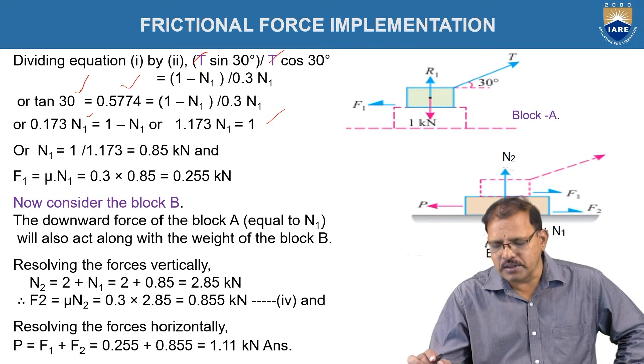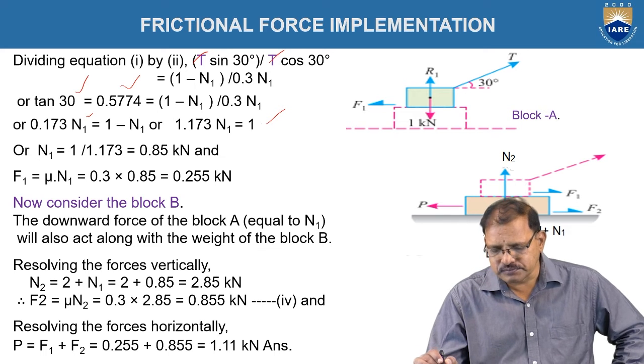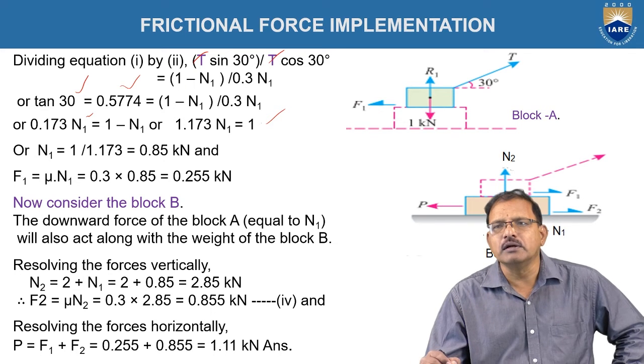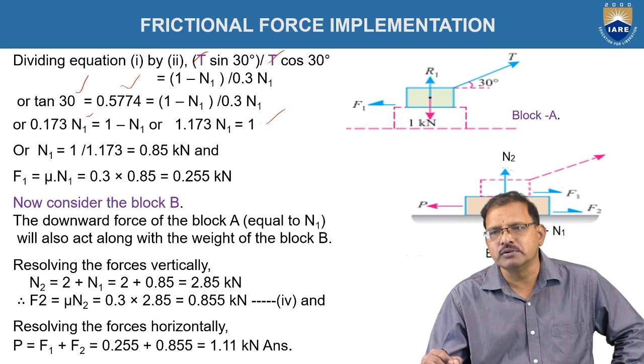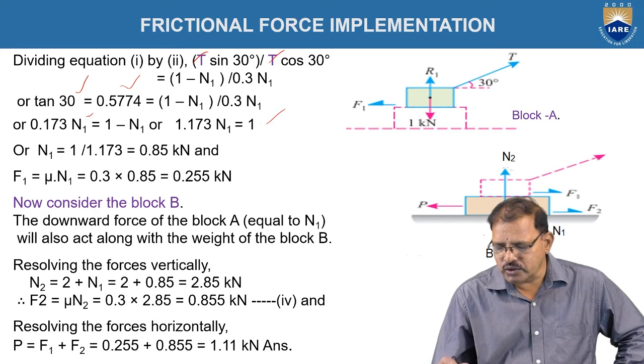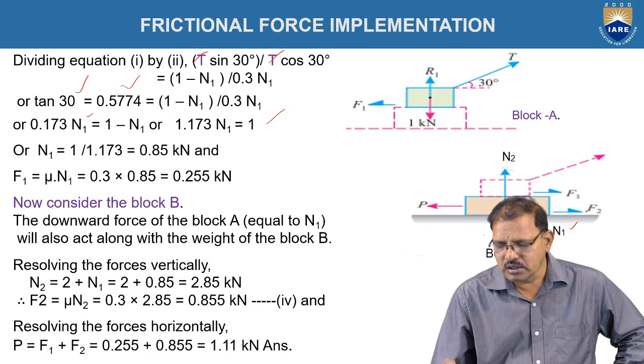Now, consider block B, that is the bottom block. In this case, the weight of the body becomes the total weight of the two blocks, W1 plus W2, which is equal to 2 kilonewtons plus 1 kilonewton, that is totally 3 kilonewtons. And N2 is acting in the upward direction. And a force P is there.